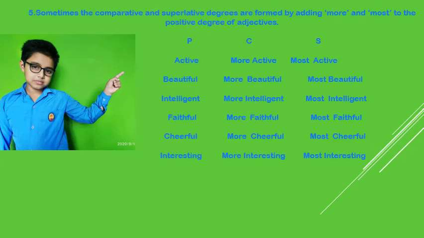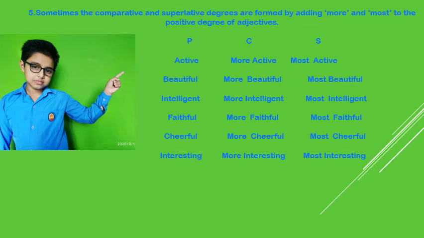So we have learned about the fourth number rule. So let's move to the fifth number rule. The fifth number rule here is given that sometimes the comparative and the superlative degrees are formed by adding more and most to the positive degree of adjectives. So let's take some examples.